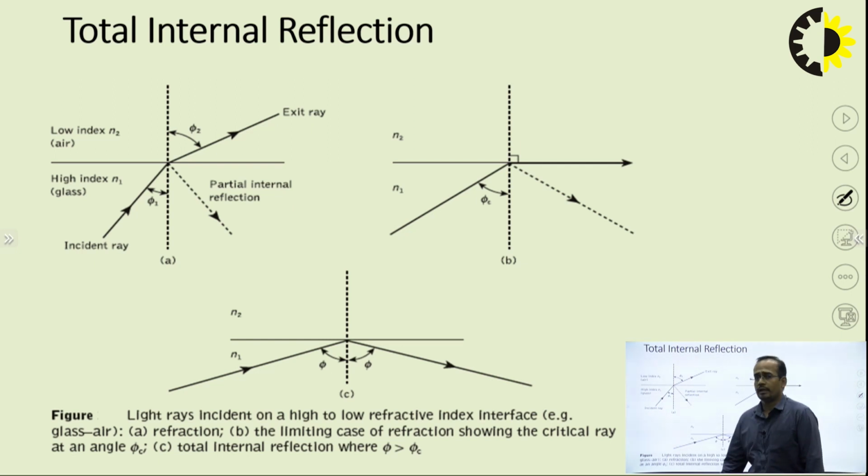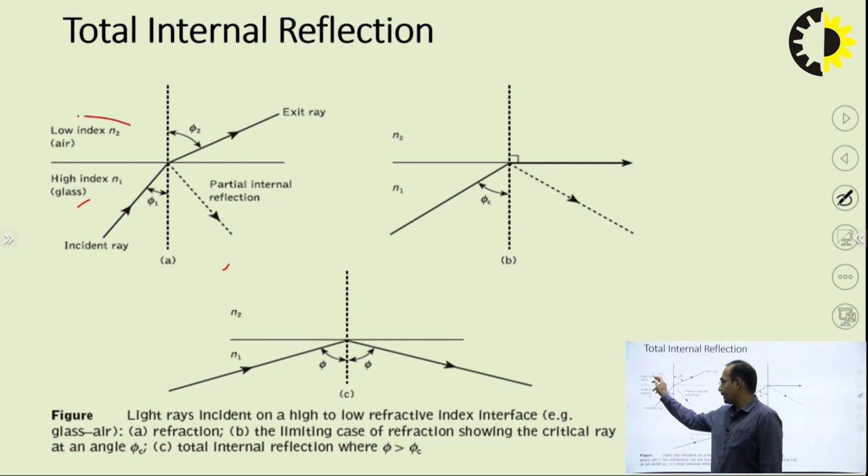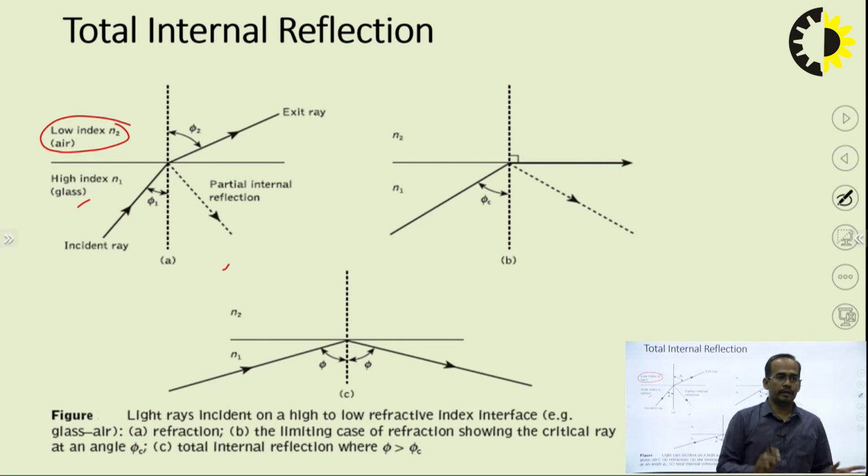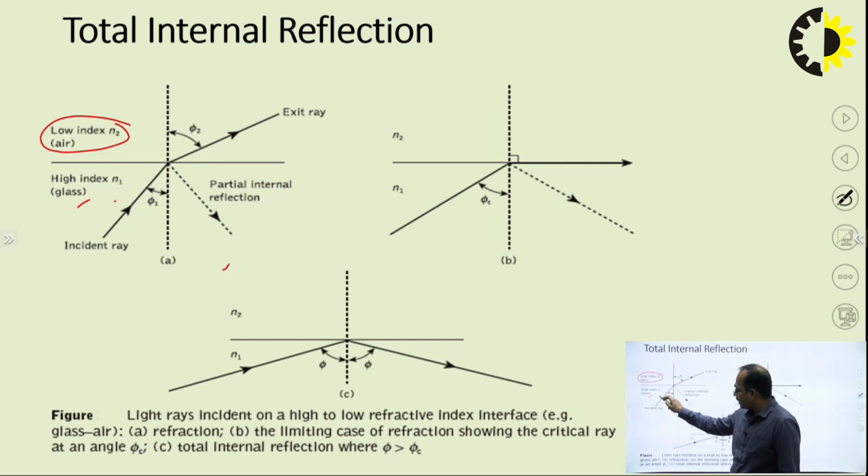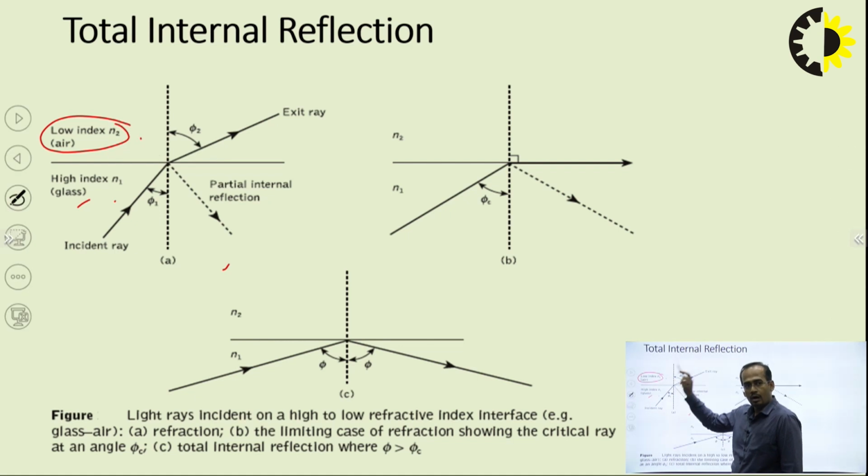What is total internal reflection? You can see from this figure A, this is the high index n1 glass and this is the low index n2 air. I am not interested here in the values of the refractive index, I am interested in which medium has the greater refractive index and which has the lower. You can see the incident ray is moving from higher refractive index to lower refractive index, or you can say from denser medium to rarer medium.